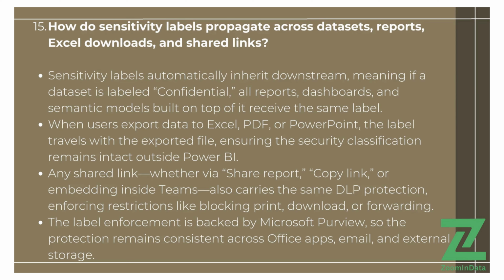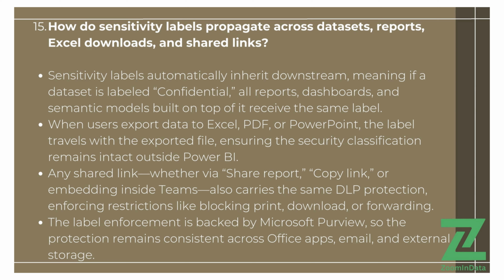15th question. How do sensitivity labels propagate across datasets, reports, Excel downloads, and shared links? Sensitivity labels automatically inherit downstream, meaning if a dataset is labeled confidential, all reports, dashboards, and semantic models built on top of it receive the same label. When users export data to Excel, PDF, or PowerPoint, the label travels with the exported file, ensuring the security classification remains intact outside Power BI.